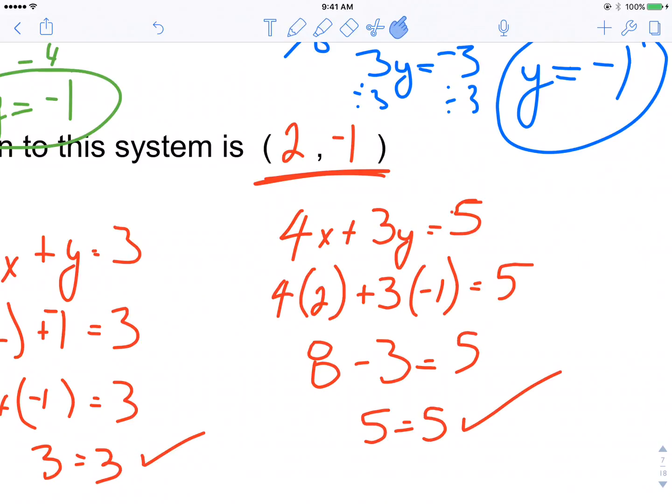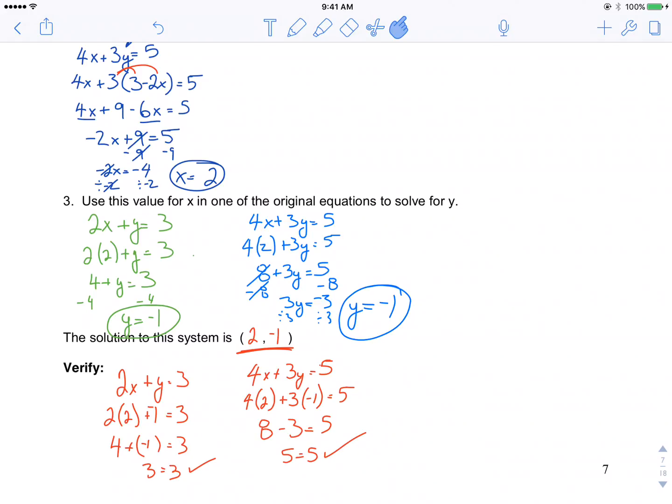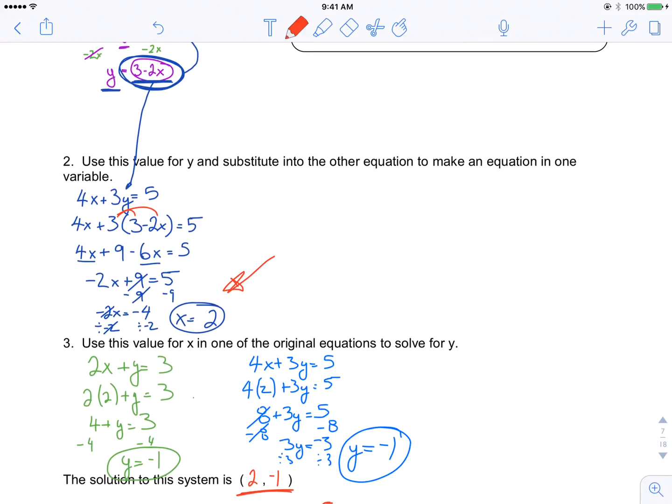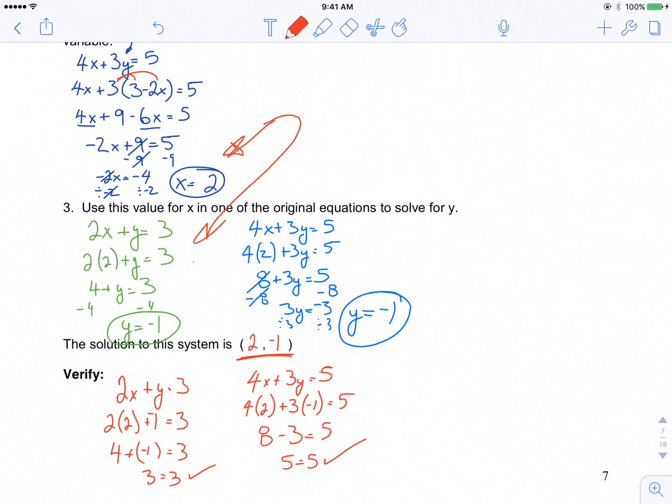And that is correct. So I've taken my two equations, rearranged one to isolate a variable, substituted what's left into the other equation, and solved for the missing value. I take that missing value and put it into one of the equations to find the other value, to give me an xy coordinate of a solution to the system. Then verify the solution by substituting back into each equation.